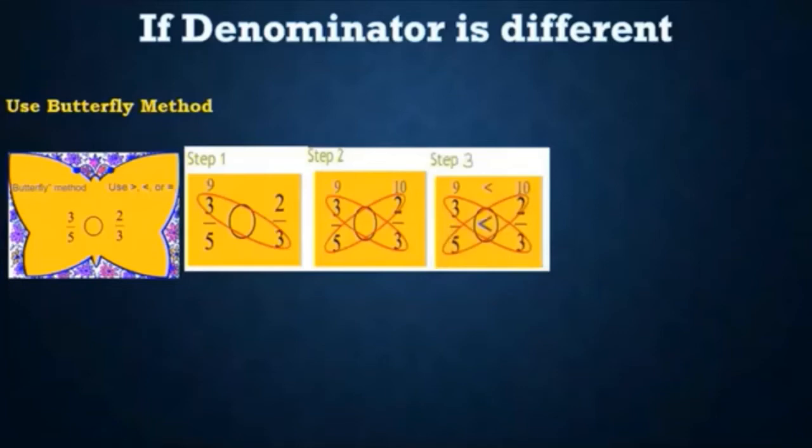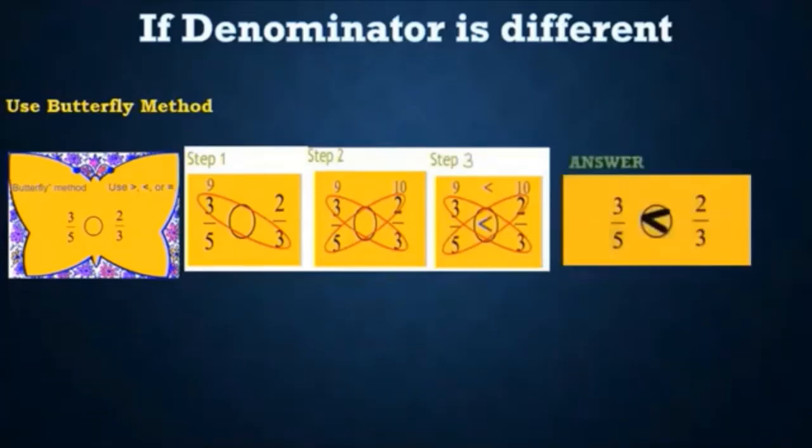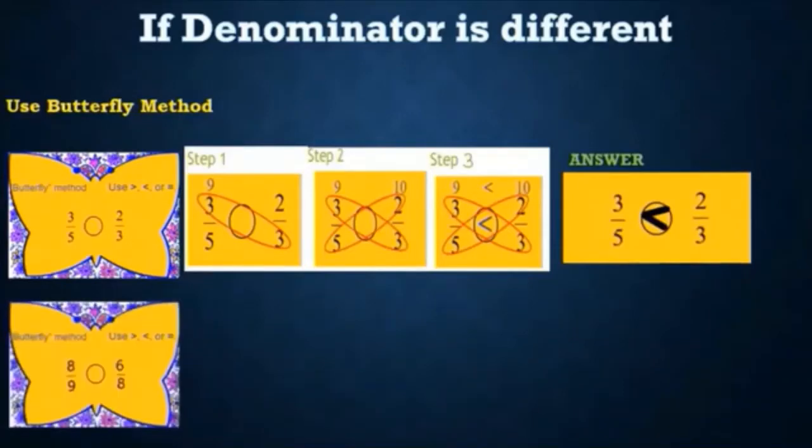As 10 is bigger than 9, our answer will be 2 by 3 is bigger than 3 by 5. Now we'll check with another example, and that example is 8 by 9 or 6 by 8. Which one is bigger or which one is smaller?